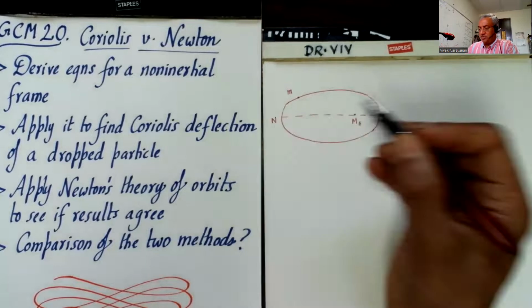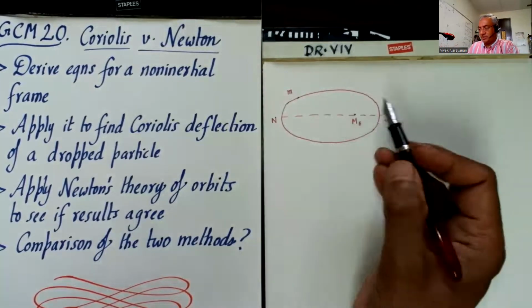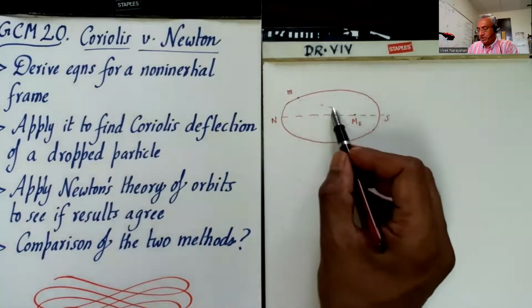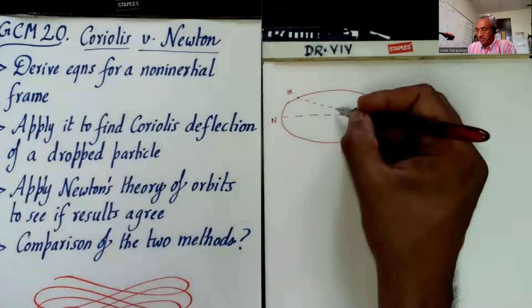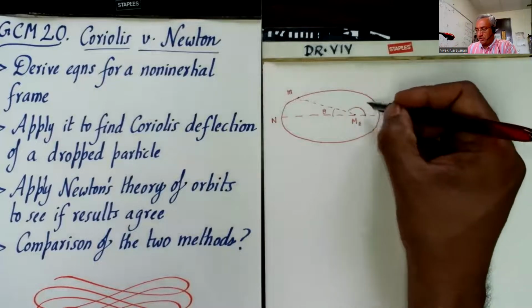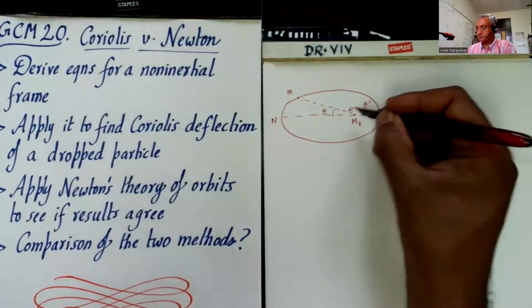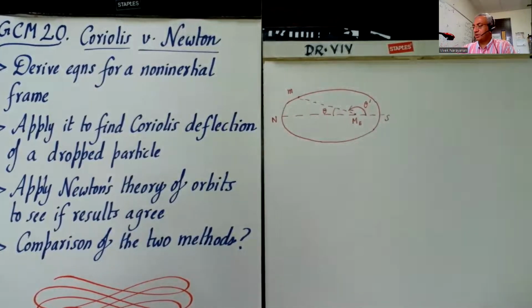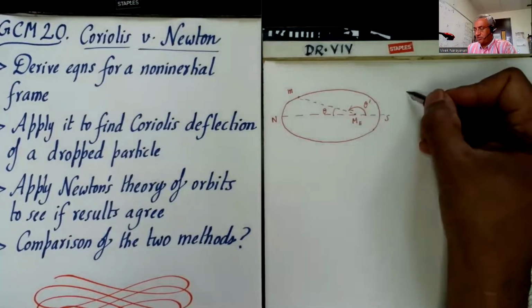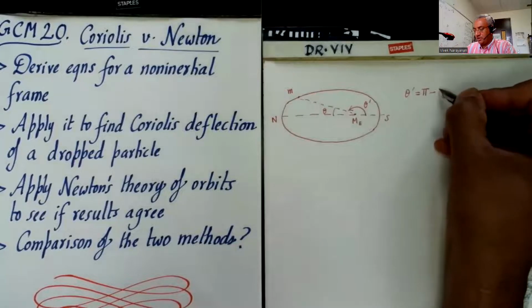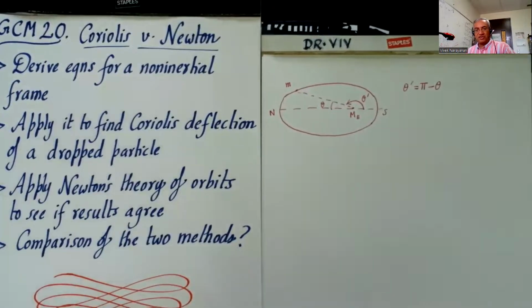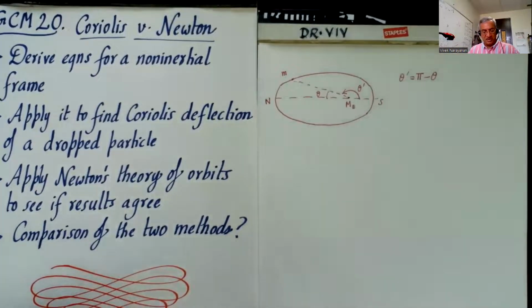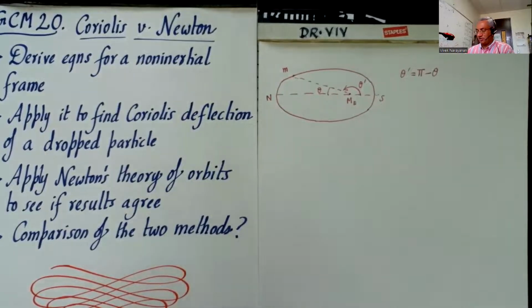So that's the North Pole, that's the South Pole of the Earth. This is the line joining the Earth and the ball. I'm going to call this angle theta. I'm going to call this angle theta prime. So we'll write this theta prime equals pi minus theta. That's pretty obvious. So that's the description. Now let's actually put in the finite size of the Earth and see what happens in that frame.